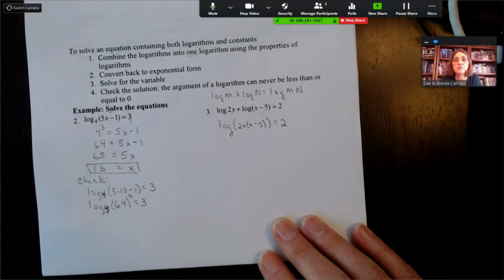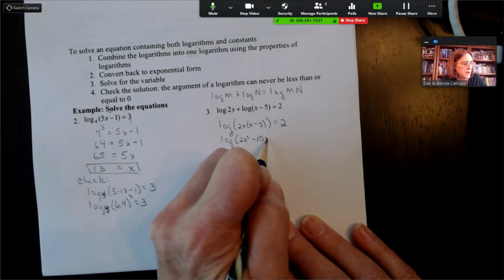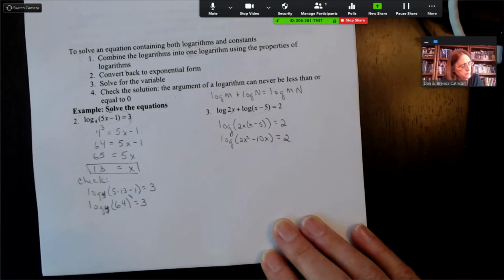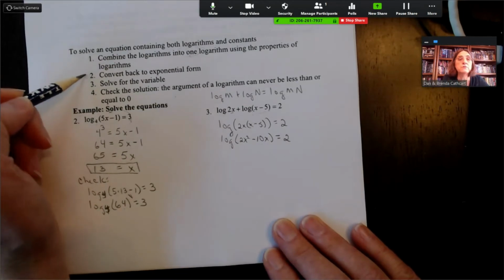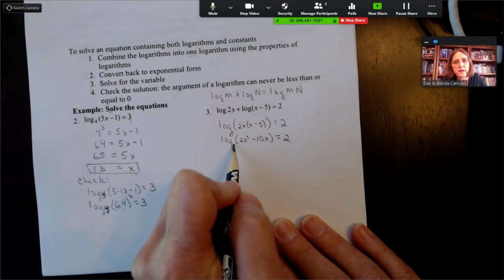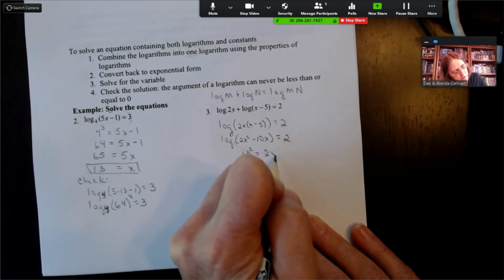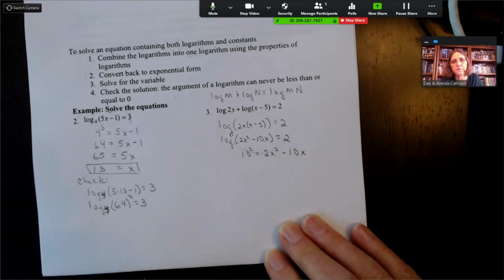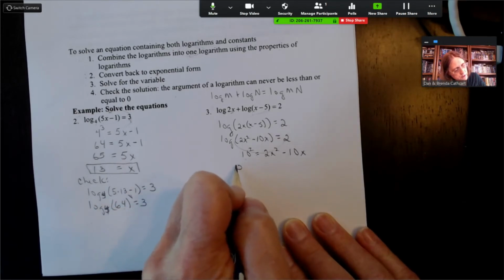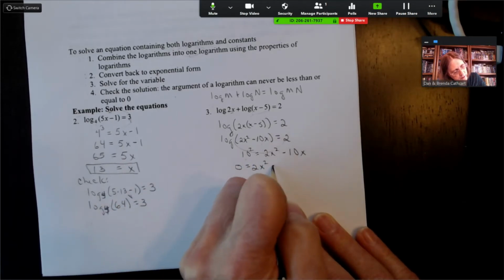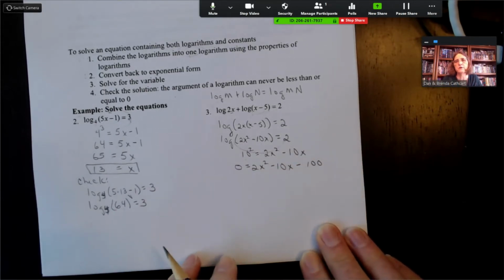And now distribute. We're going to have the log of 2x squared minus 10x equals 2. So now I have a single log on one side of the equation. I'm going to move to step 2 and convert back to exponential form. Remember, this is base 10, so I have 10 raised to the power of 2 equals 2x squared minus 10x. Getting one side equal to 0, let's subtract 10 squared from both sides. We get 0 equals 2x squared minus 10x minus 10 squared, which is 100.